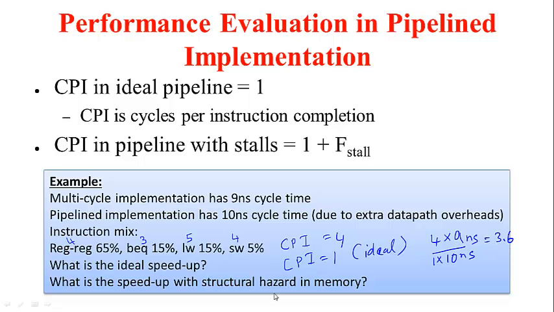In the case where we have a structural hazard, this is going to be modified as follows. The numerator will remain the same. The denominator will change corresponding to the fact that with structural hazard, the CPI is going to be 1 plus fraction of memory instructions, which is 0.2. So the CPI is going to be 1.2 times 10 nanoseconds. This will be 3.